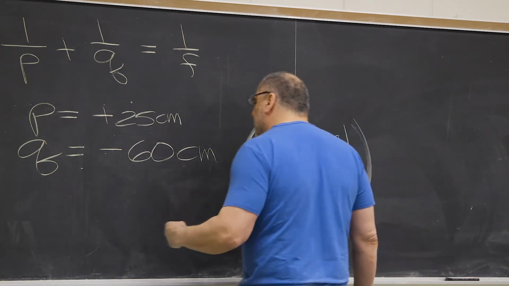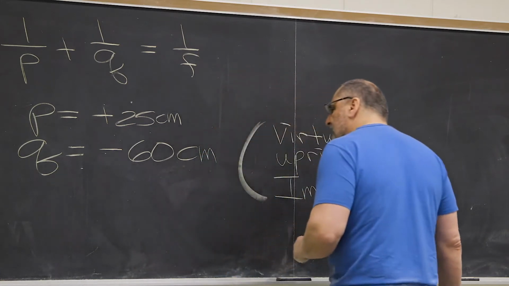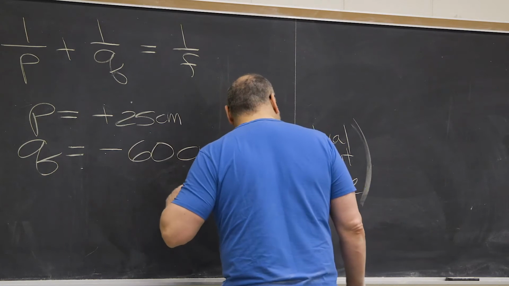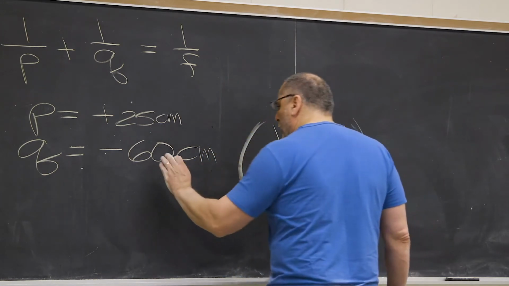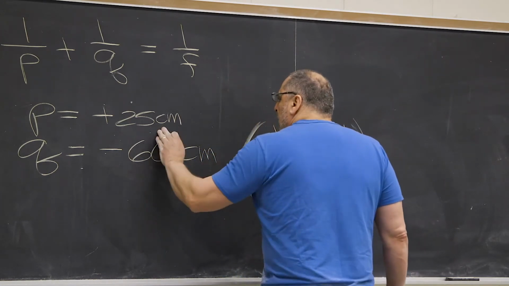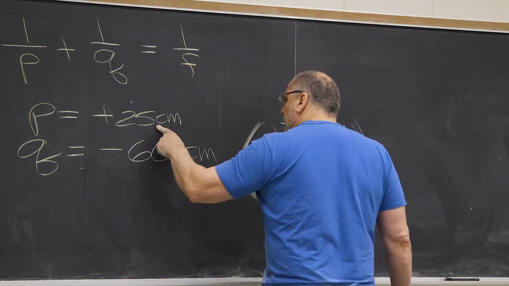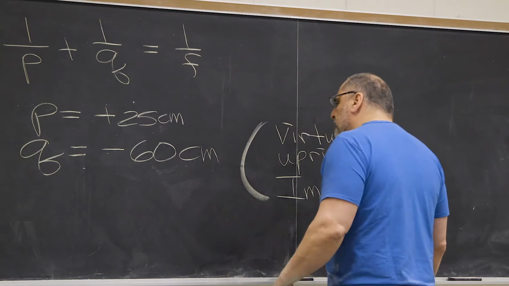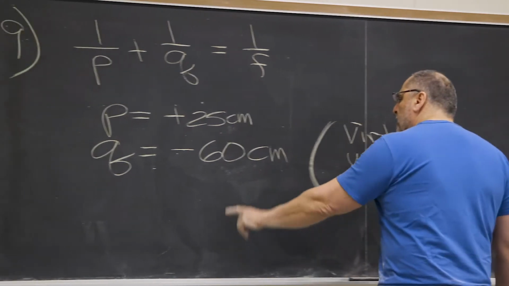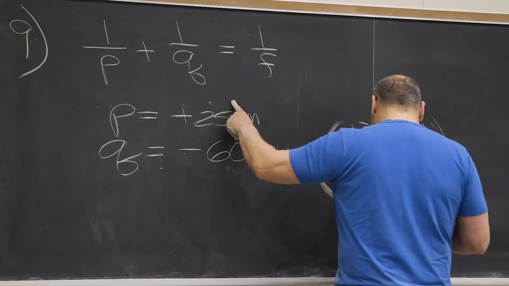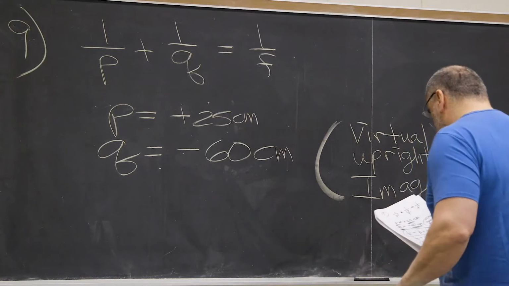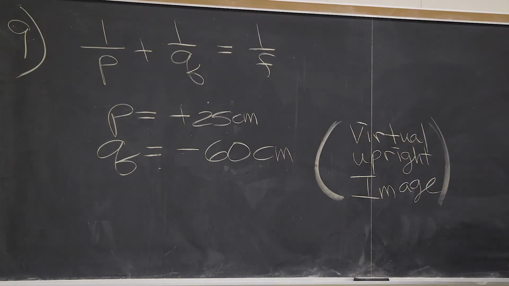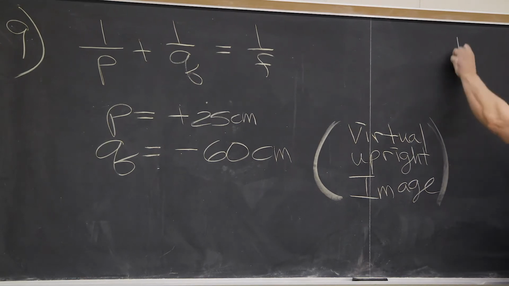Well, okay, let's bring that thing to 60 centimeters away from us. It's going to be a virtual upright image, so we'll call it negative 60 centimeters. And the object is 25 centimeters away. You want to bring the image to where your near point is, and the object is 25. So there you go. A number of ways you can do it.